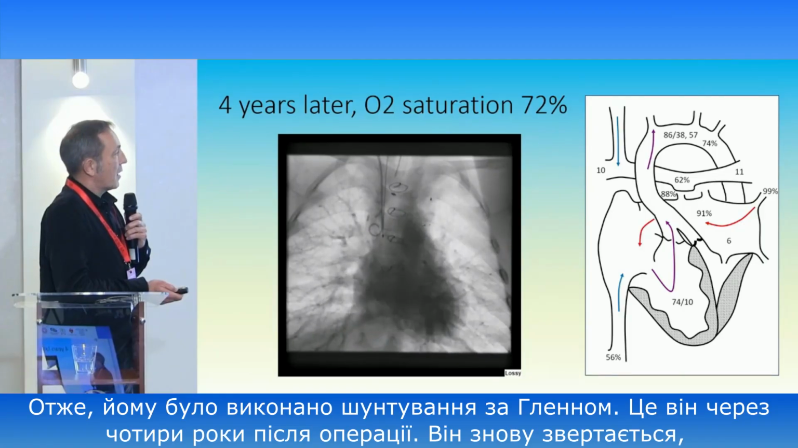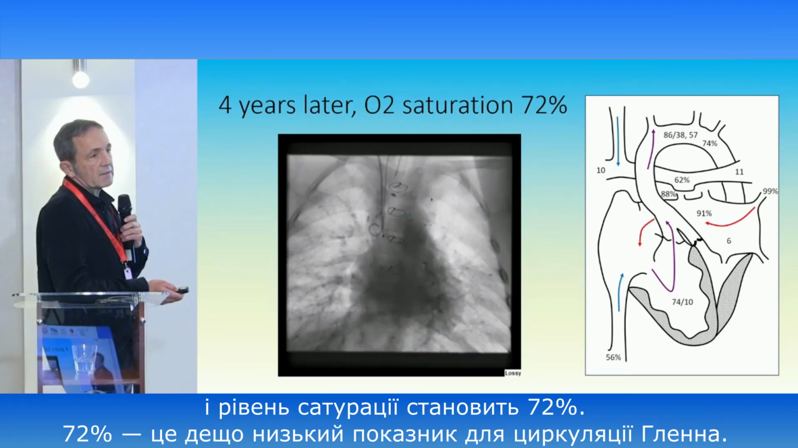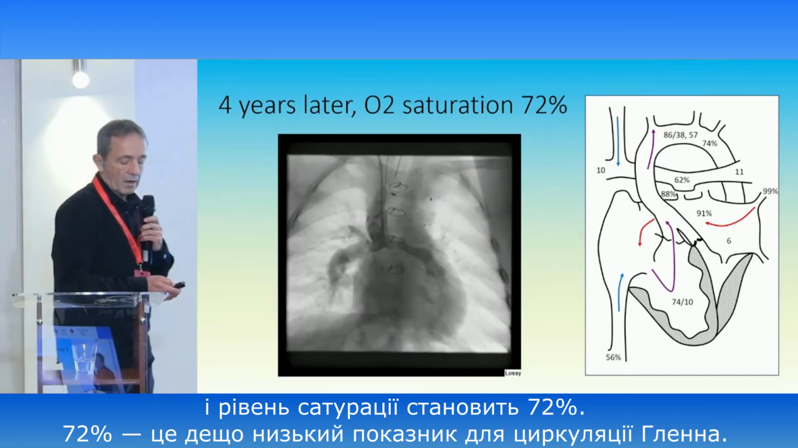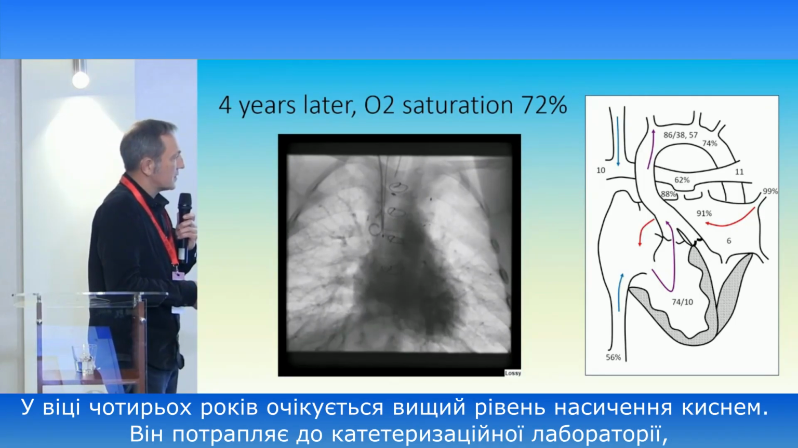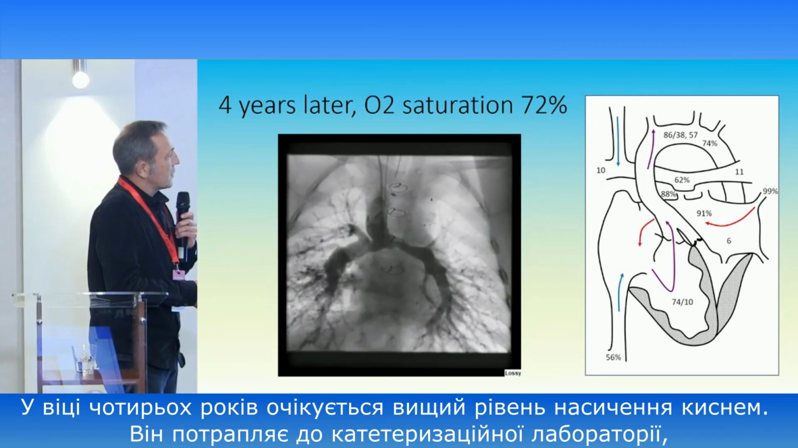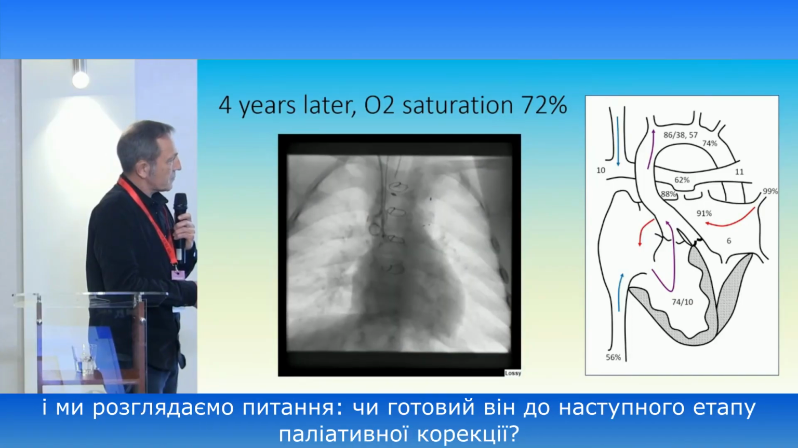This is him 4 years later, and he comes back and his saturations are 72. 72 is a bit low for a Glenn circulation at 4 years. You'd expect it to be higher than that. So he comes to the cath lab and we're thinking, are we going to take him forward for the next stage? And these are the results.